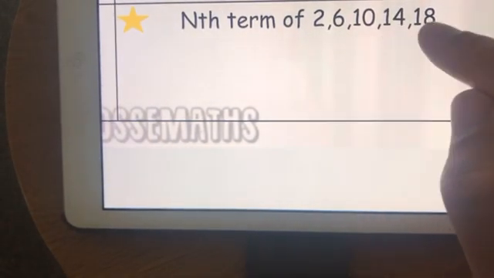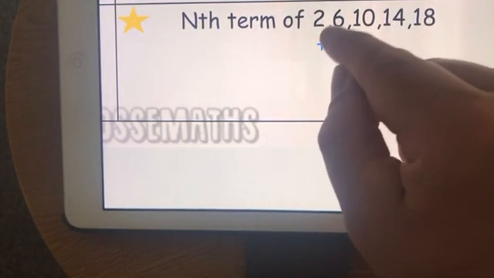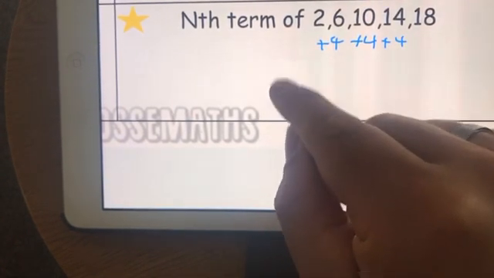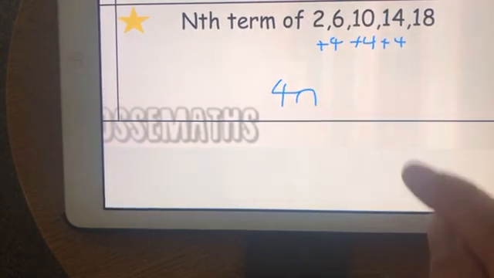2, 6, 10, 14, 18, nth term. Okay, look at your jumps first. This is going up in 4 each time. That 4 has to go in front of the n, so it's going to be 4n. And then whatever comes before the first number goes on the end.